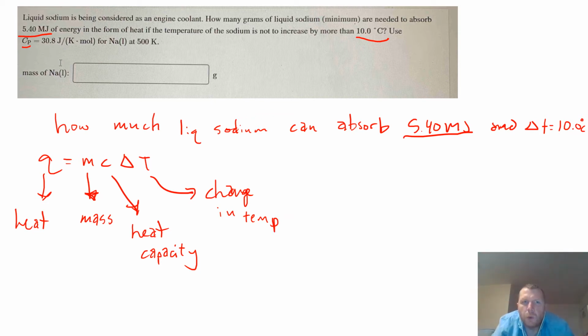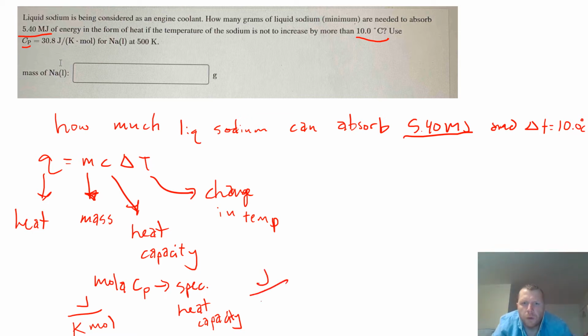We're presented with molar heat capacity. What we need to do is we need to convert that into specific heat capacity. Molar Cp converted to specific heat capacity. Now the difference here is the units. Molar heat capacity is joules per Kelvin mole, and specific heat capacity is joules per gram Kelvin.